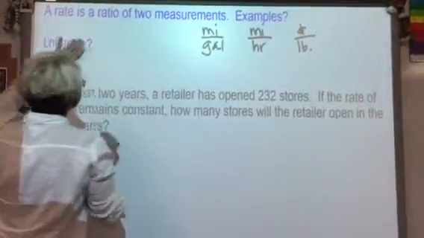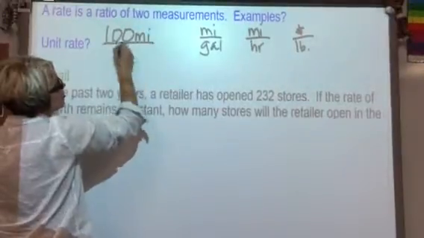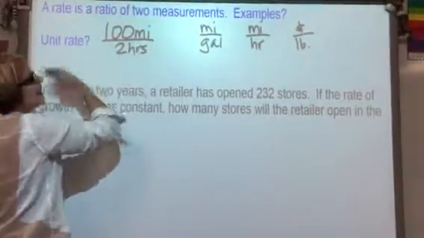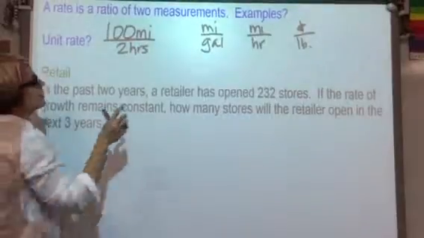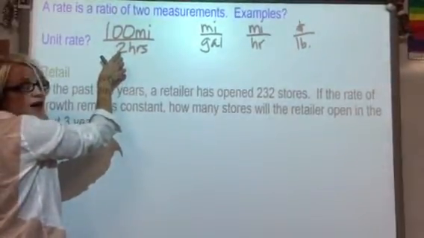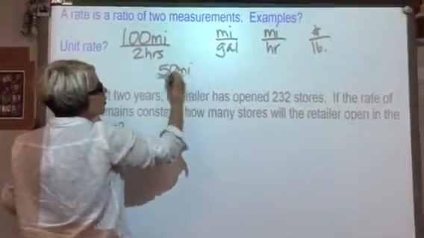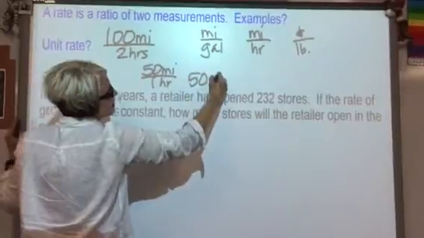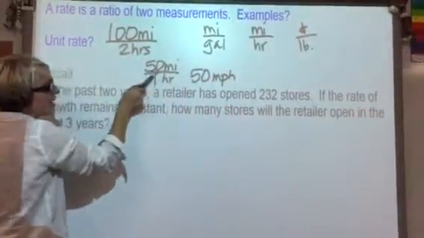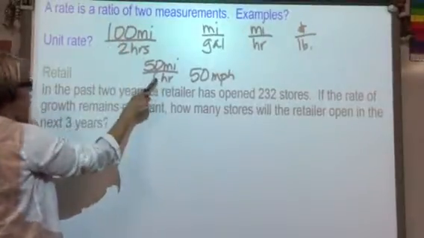Now, a unit rate is when the denominator is 1. So for example, if I go 100 miles in 2 hours, that's a rate, but it's not a unit rate because my denominator is 2, and for a unit rate, my denominator has to be 1. So I can divide or simplify that, and I get 50 miles in 1 hour, which we would write as 50 miles per hour. So that is a unit rate when my denominator is 1. That's the difference between a rate and a unit rate.